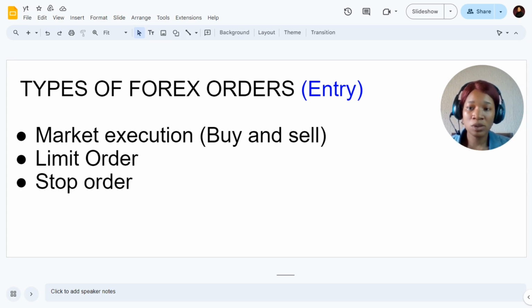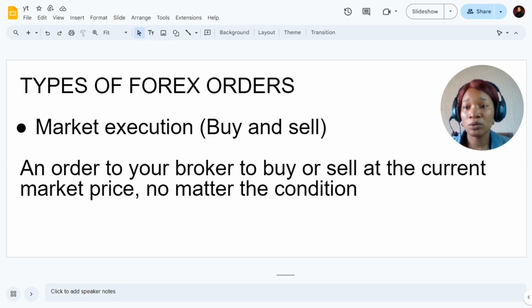Okay, we'll start with the market execution, right? You can buy and sell. That's why buy and sell is in bracket there. Then we have the limit orders and we have the stop orders. I'll be telling you how to use each and every one of them.